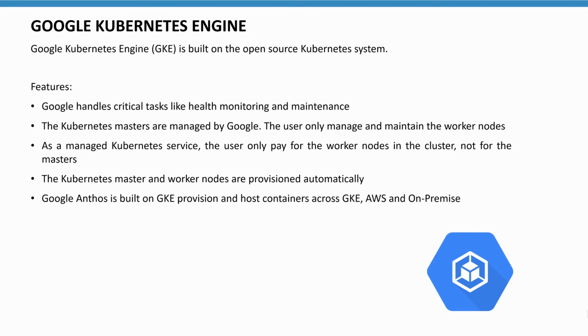Google Kubernetes Engine, a very famous hybrid model. Same thing, master managed by Google, worker node managed by the customer. Google Anthos is a separate product that provisions and hosts containers in GKE, AWS, and on-premise.